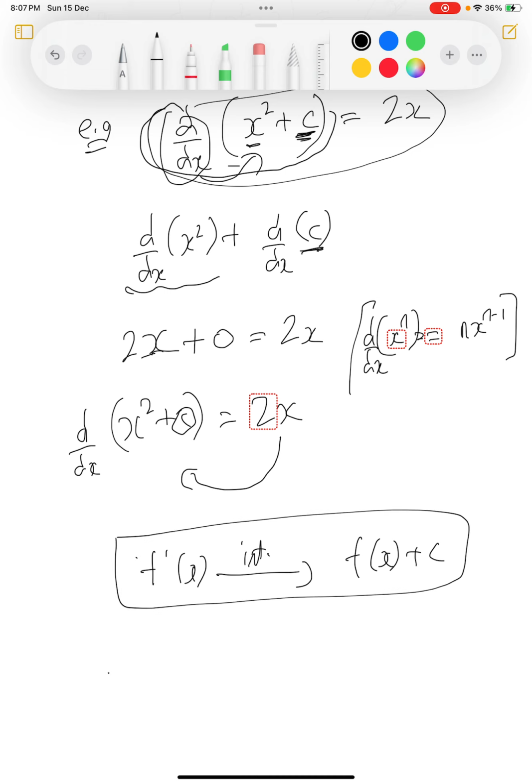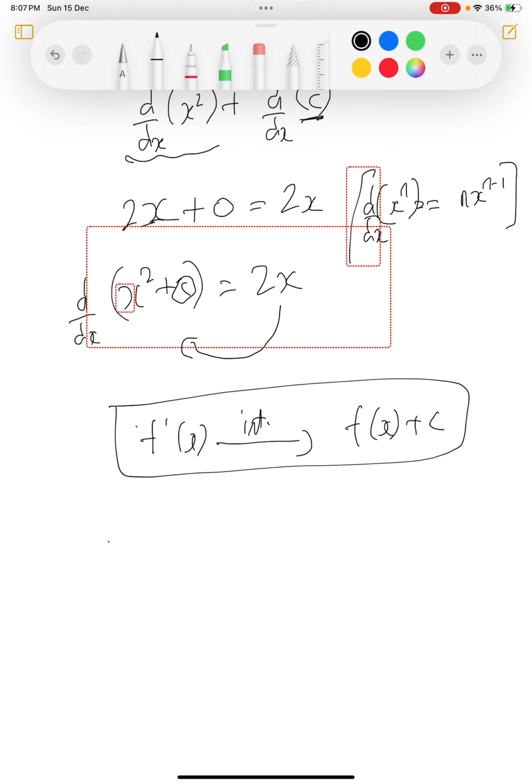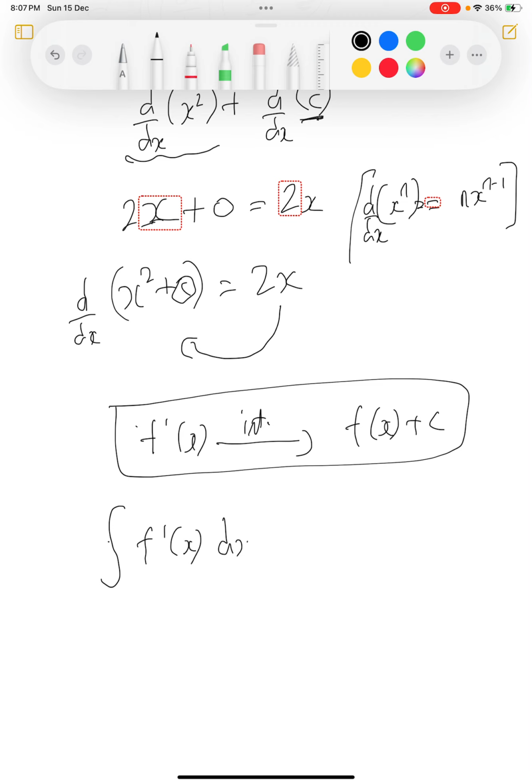Now, how to show this integration? There is a curve like this, and then we write this function f dash x, and we have to integrate with respect to x, so we write dx. This shows with respect to what I have to integrate. This is the integration symbol, and it shows we have f dash x and I have to do integration. So the general form will be f of x plus c.